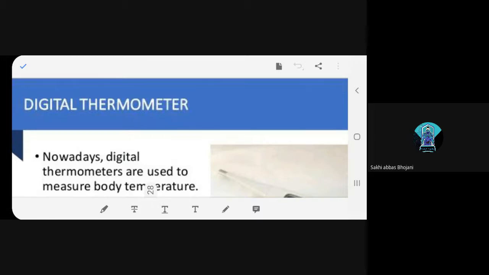Okay. Now, how many thermometers have we done so far? Can you tell me one by one? Which is the first thermometer that we did? The name of the first thermometer that we did? Zaki, can you hear me? Yes, ma'am. Which was the first thermometer that we did?